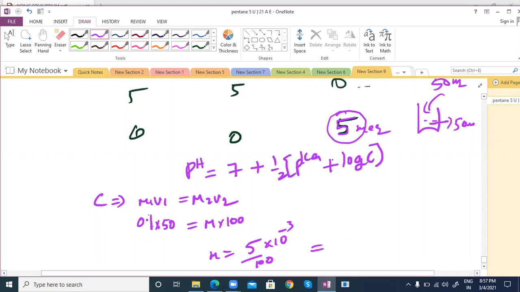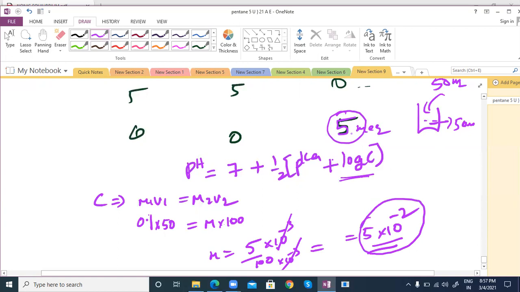The ml will be cancelled, it doesn't matter here. 5 into 10 power minus 3 over 5 plus 5, and this ml I am converting into liters, 10 power minus 3. The 10 power minus 3 will be cancelled. Then 5 into 10 power minus 2. So in place of C, you have to use 5 into 10 power minus 2. Don't forget this one. C we are getting is 5, but this dilution process is what students mostly forget.